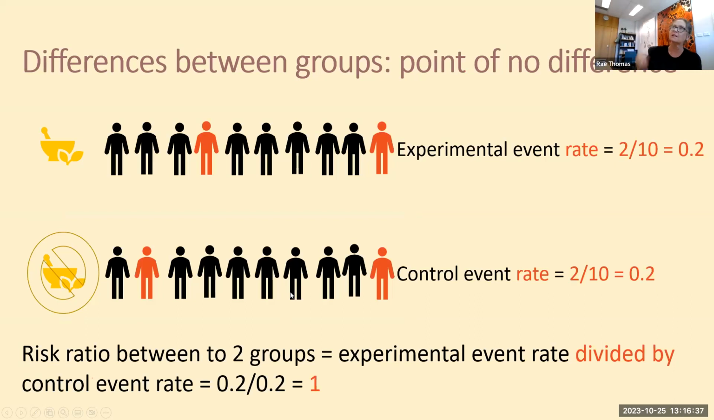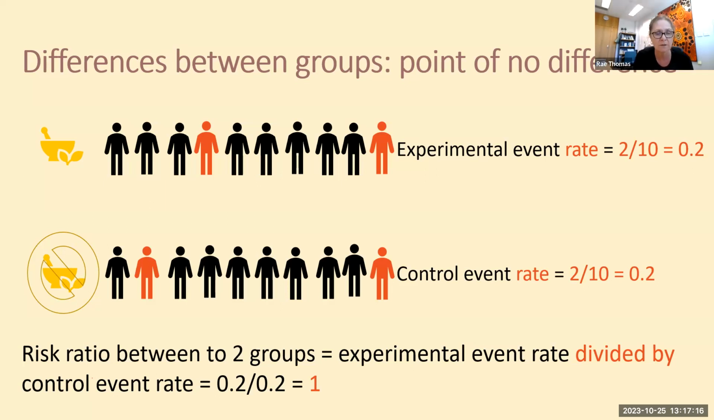All right, let's look at the point of no difference between groups when we are talking about dichotomous data. Let's say 20 people signed up for a trial for a new treatment for cardiovascular disease. 10 people got the new drug, 10 people got standard care. What happened in those groups is 2 people who had the new drug died, and that's called an experimental event rate. So 2 out of 10 people died, which equals 0.2, 20%.